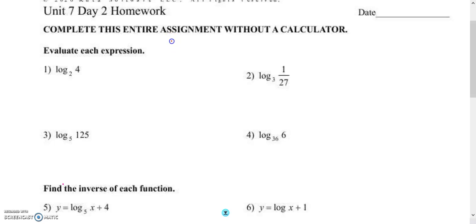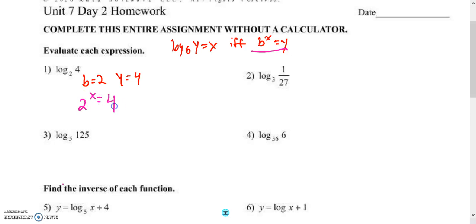Based on the notes, we know that log base b of y is equal to x if and only if we take the base and raise it by that x value, we will get the y. So looking at number 1, we see log base 2 of 4. So we say the b is 2 and the y is equal to 4. So based off of this, we know that 2 to the x is equal to 4. So 2 to the what power gives you 4? Well, that is going to be 2.